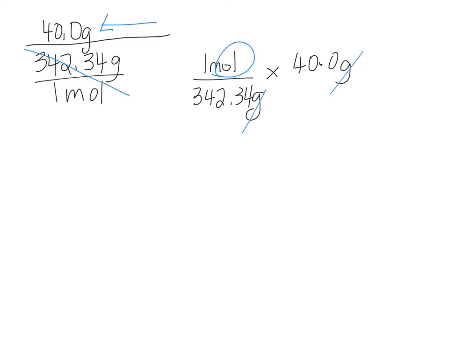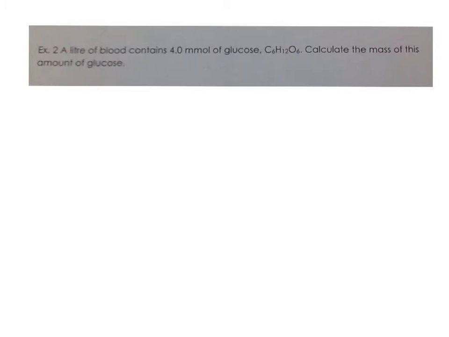You multiply by anything that's on the top, divide by anything that's on the bottom. So in your calculator, you would do 1 times 40, if you need to do that, and divide by 342.34. And that would give you your answer. No formula to remember.